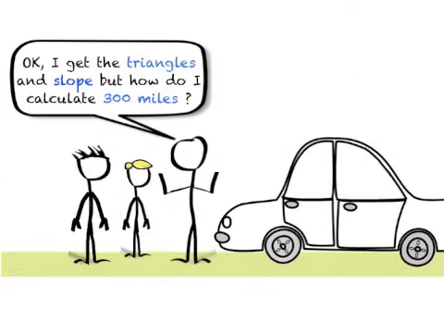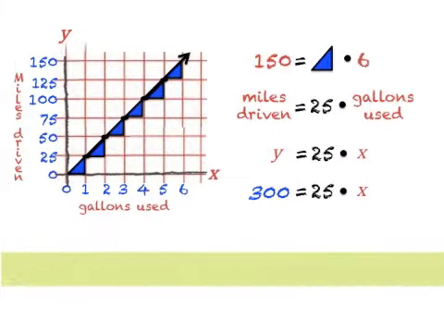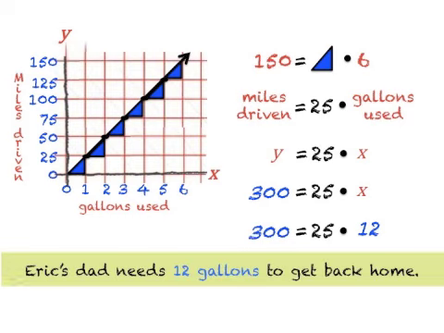Now remember that Eric's dad wanted to calculate 300 miles. So we'll substitute 300 for miles driven, which is our y value. Now our equation is just 300 equals 25 times x. The answer is 12 gallons. So Eric's dad needs 12 gallons of gas to get back home. We didn't go through the steps for solving that equation, but if you're not sure how to do it, check out another video called Solving Equations.